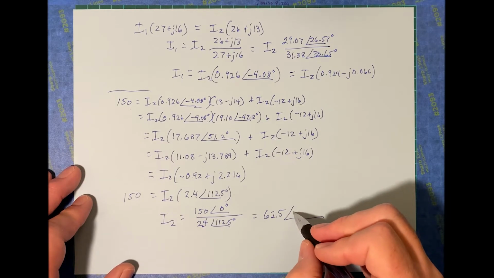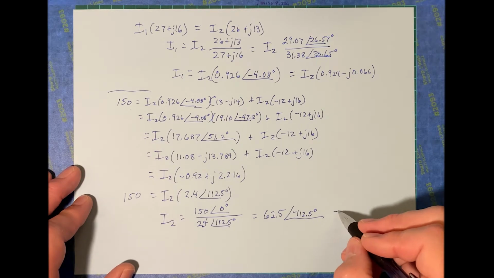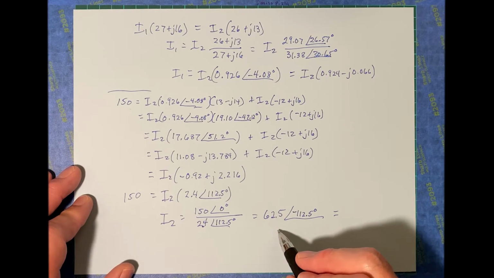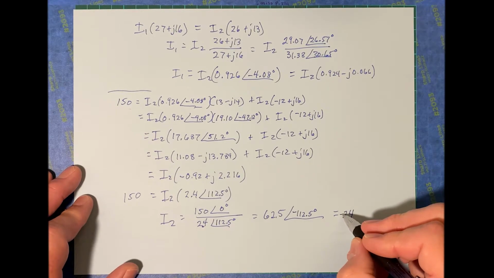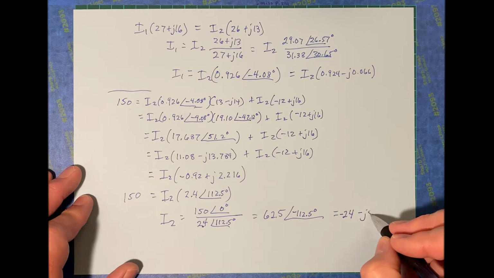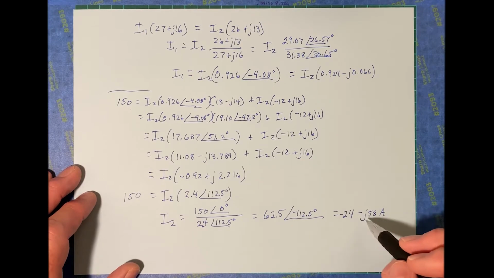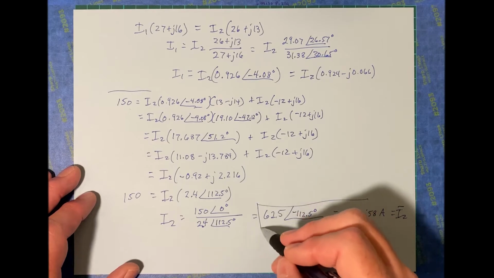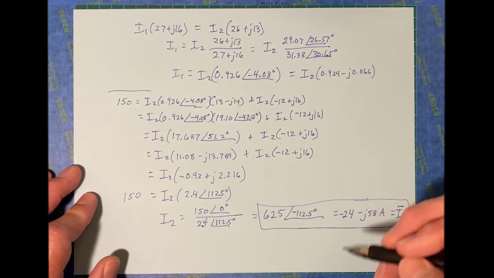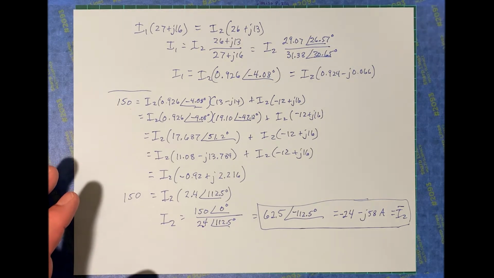And 0 minus 112.5 degrees. Okay, if I need to convert that into rectangular, I don't know that I'm going to need it, but I'm going to go ahead and do that. 20 minus 24 minus J58 amps. All right, so that's phasor I2 in its two different forms. So that was one of the things that we needed. Part of our solution is there.